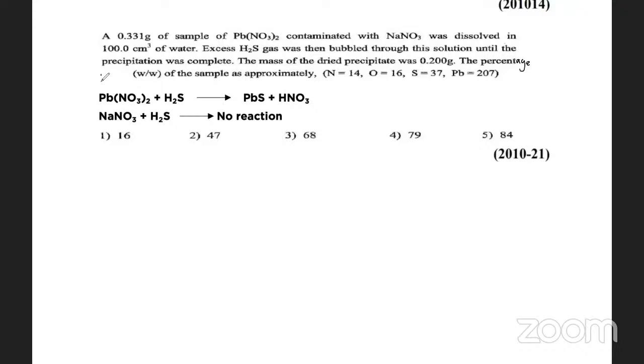Percentage purity. If they are talking about purity, whose percentage should we find out? Sample of lead nitrate contaminated with sodium nitrate. Therefore, the question is about who? Lead nitrate. What we have to find out is, okay, when you say percentage purity, give me a second. When you say percentage purity, that means we have to find out the mass percentage of who? Lead nitrate.